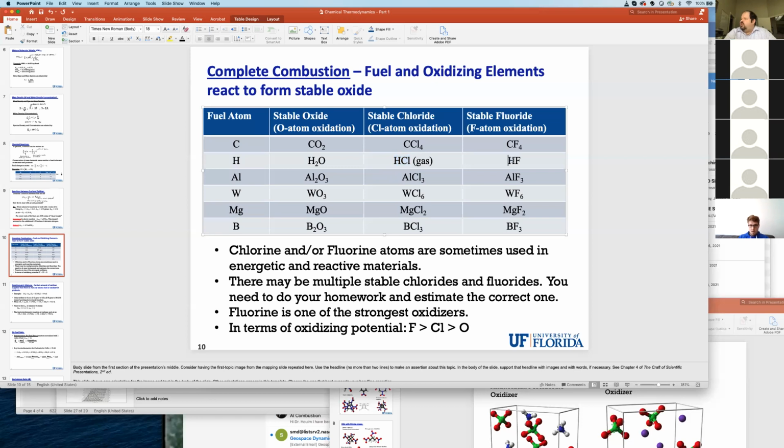And with fluorine, the stable oxide of hydrogen is actually hydrogen fluoride, and that's also a very toxic gas. One way that you can make hydrogen fluoride in your house is if you are preheating a Teflon pan and it gets too hot and you see some smoke coming off the pan and you haven't put in any oil or butter or anything like that.